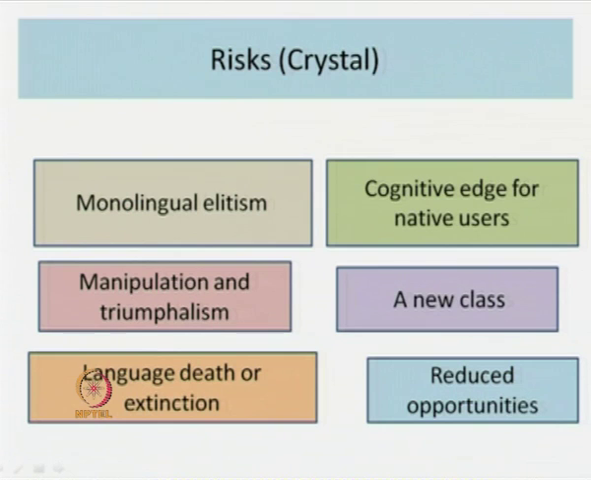Then there is a cognitive edge for native users compared to other users, a new class is formed, right. Then there is manipulation and triumphalism, language death, death of languages other than English, or extinction, and reduced opportunities for those who do not know English. Okay. So, as I said, there are risks involved. Mere triumphalism is not going to work here. So there should be a balance in looking at English as a global language.